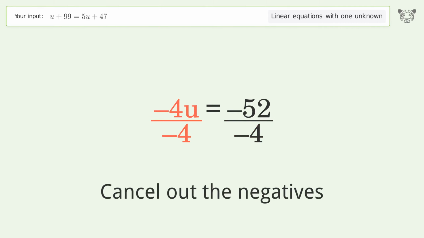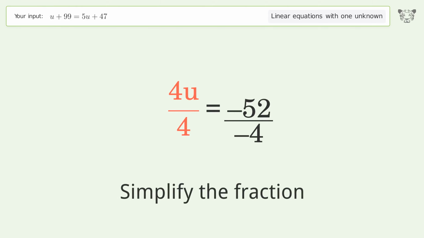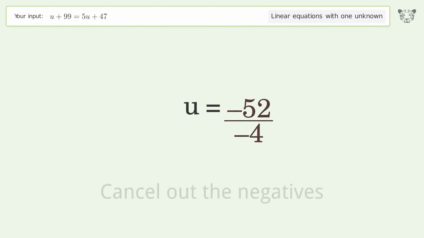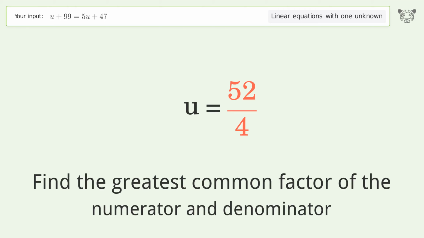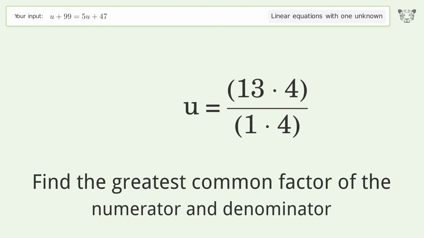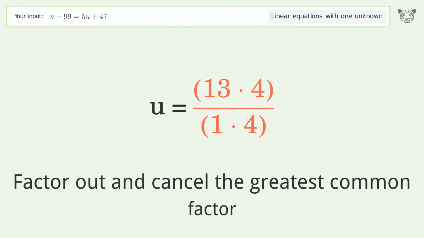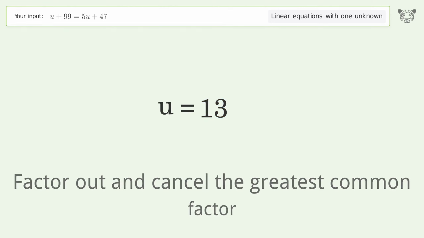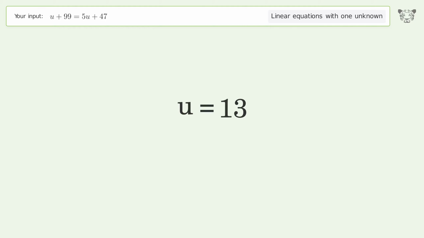Cancel out the negatives. Simplify the fraction. Cancel out the negatives. Find the greatest common factor of the numerator and denominator. Factor out and cancel the greatest common factor. And so the final result is u equals 13.